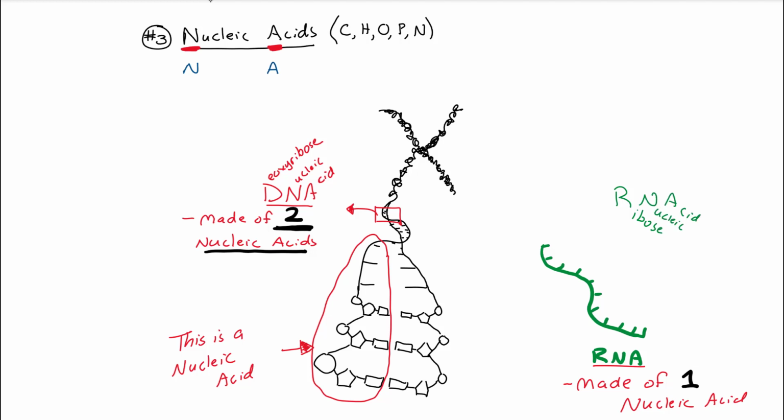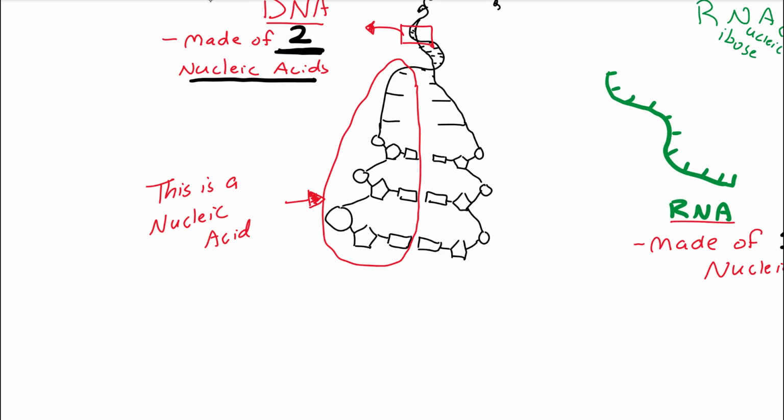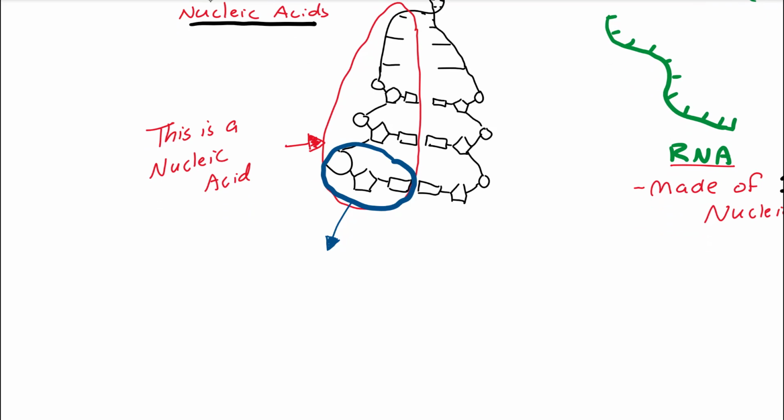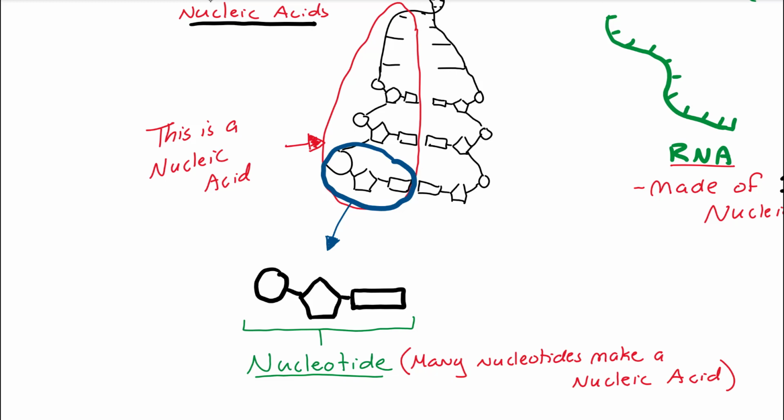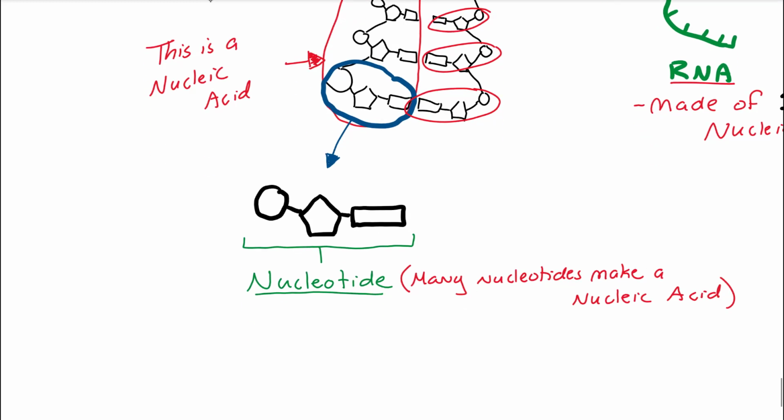Let's take a look at the building blocks of the nucleic acids. Nucleic acids are made of these things, repeating units. These small pieces that make a nucleic acid up close look like this. And these are called nucleotides. There are billions of nucleotides in DNA, but only 2 nucleic acids. So, let's take a look at the parts.